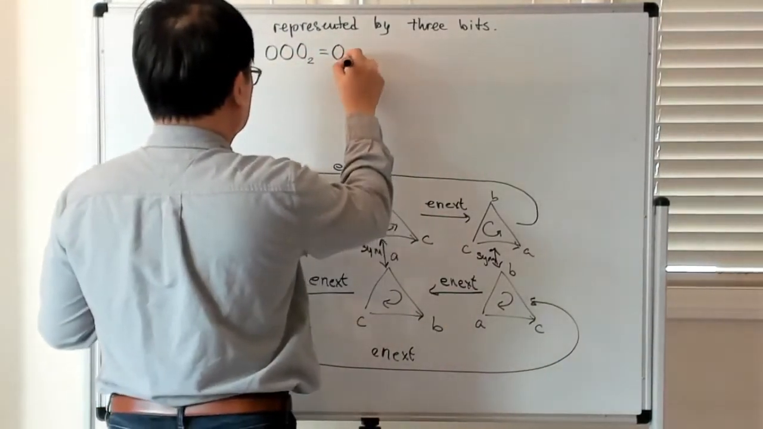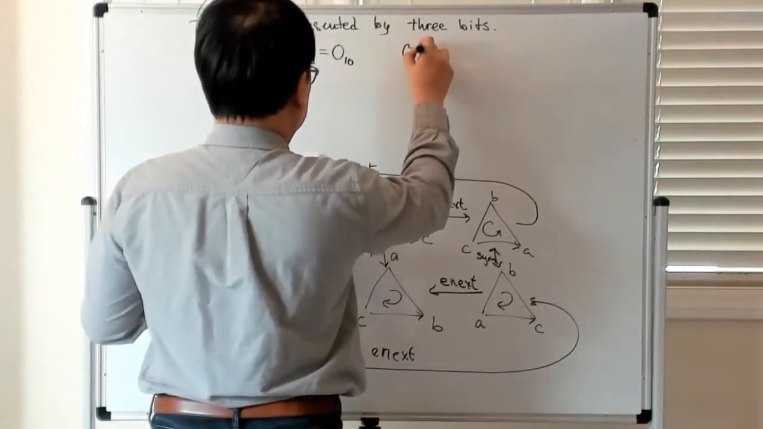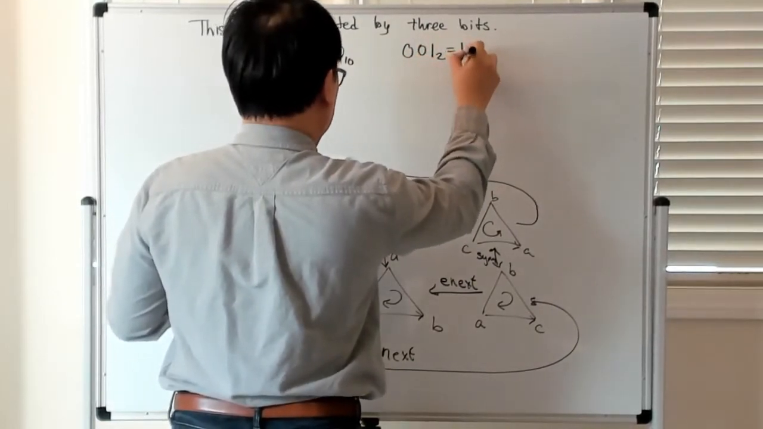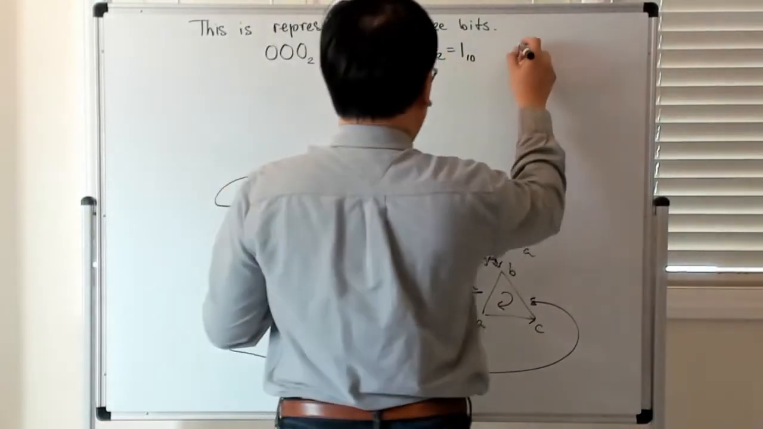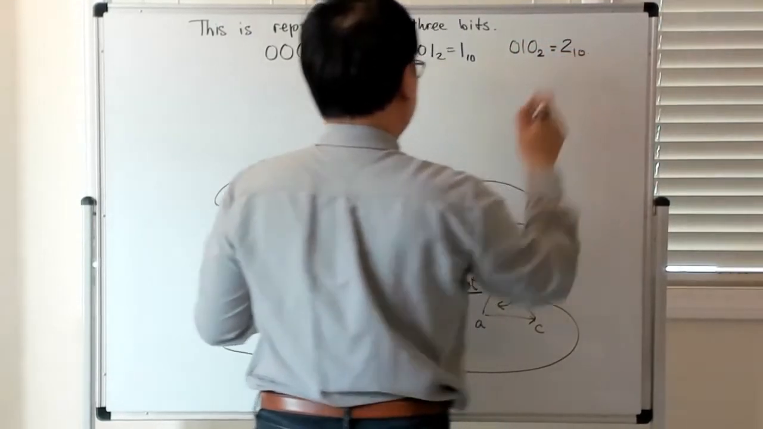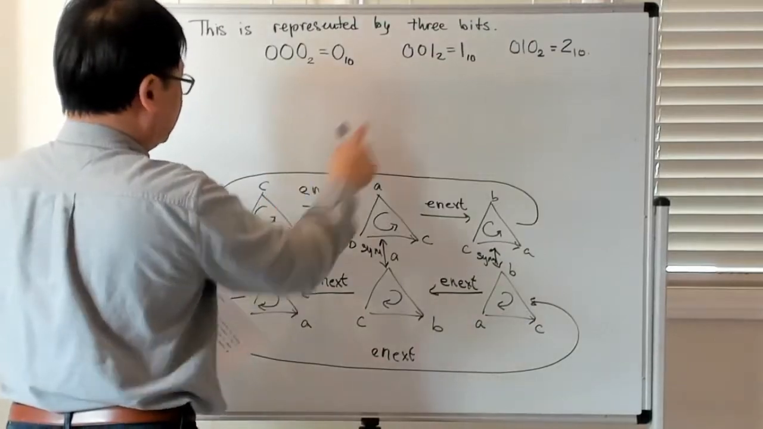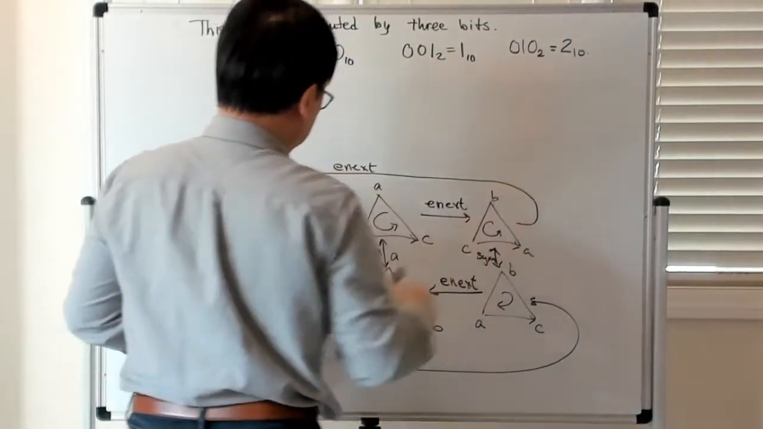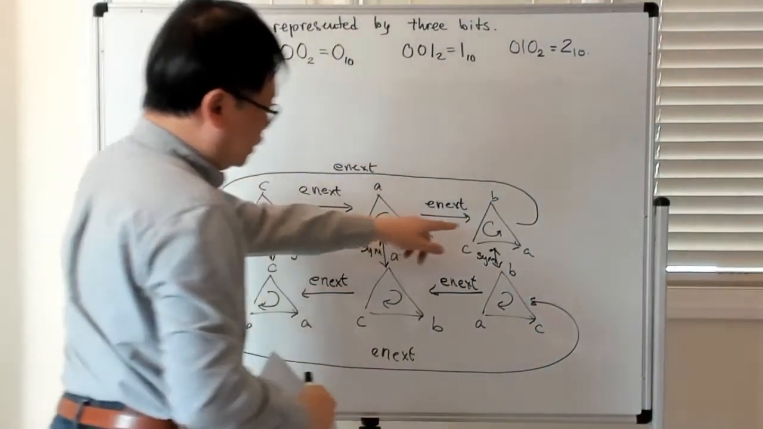Then 0, 0, 1 in base 2 is just 1 in base 10. And then 0, 1, 0 in base 2 is 2 in base 10. Okay, so this corresponds to this, corresponds to this, corresponds to this. So I'm labeling these 0, 1, 2.